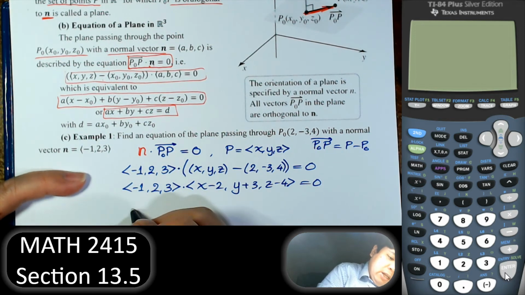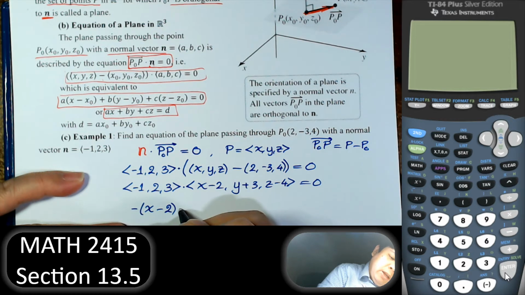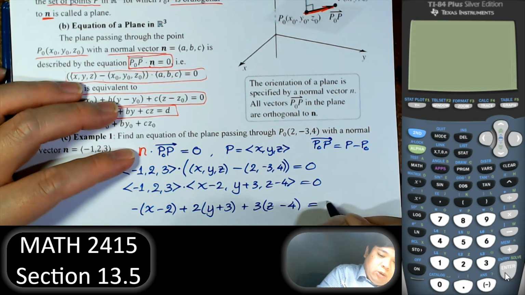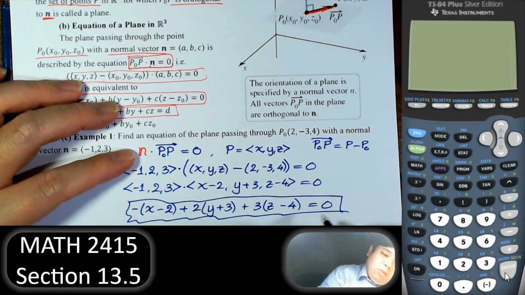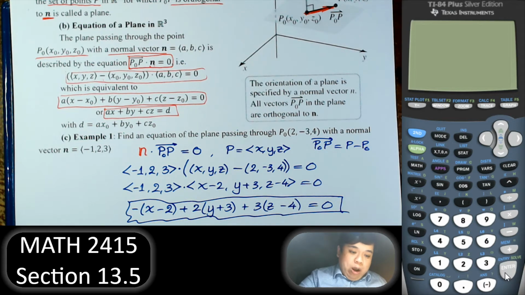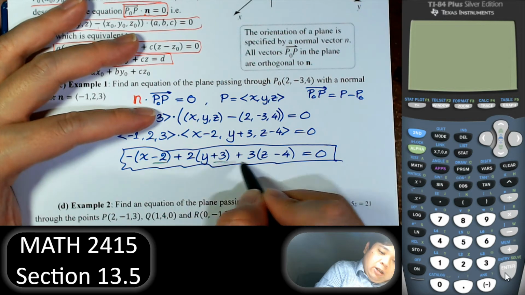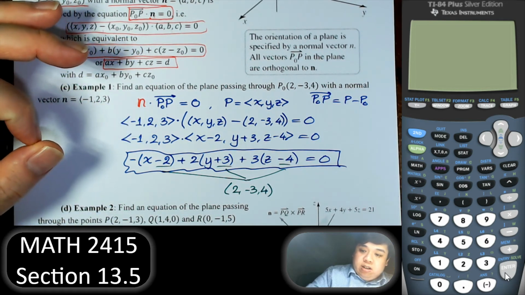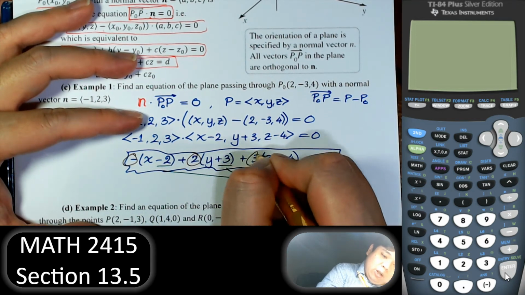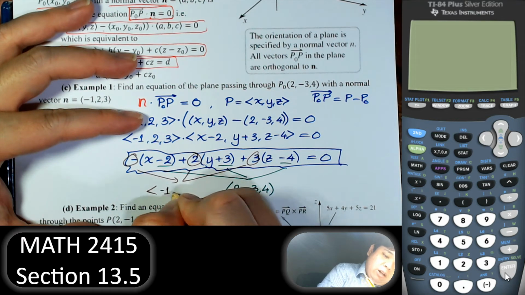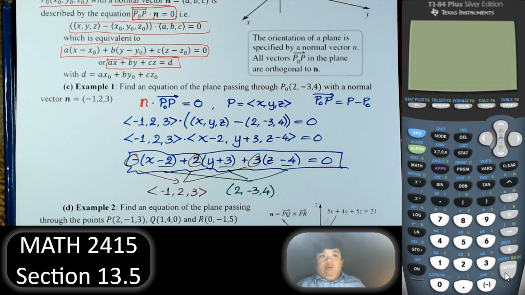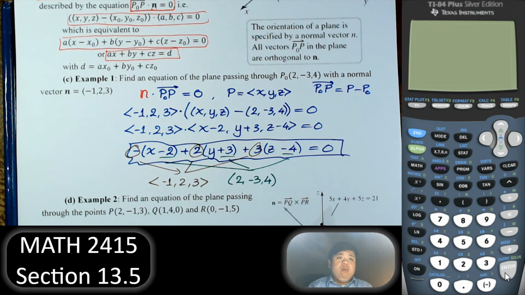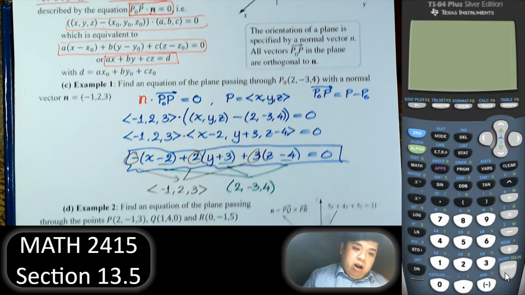Multiply it out. Negative X minus 2, plus 2 times Y plus 3, plus 3 times Z minus 4, equal to 0. That is the equation of a plane. Usually I prefer to write this one, where we can extract the point easily. The point will be those two, which give us the point 2, -3, and 4. And then the direction -1, 2, and 3. This is the vector -1, 2, and 3, not the direction vector, but the normal vector. So from this equation, we can extract that information easily, and with this information, we can write the equation easily. Bottom line is, one point and one normal vector will give us a plane. That's what it said here.